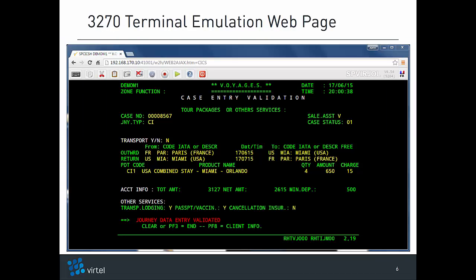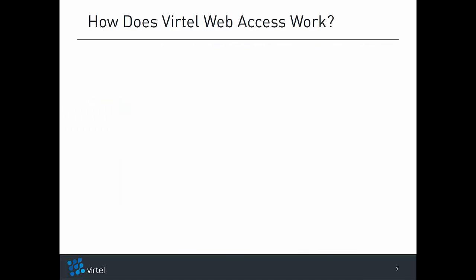Here is what a 3270 terminal emulation page served by Virtel Web Access to a PC workstation looks like. It looks and works exactly like a green screen. The only clue that it is not a green screen is the tools bar at the top of the screen. Now let's see step by step how Virtel Web Access works.